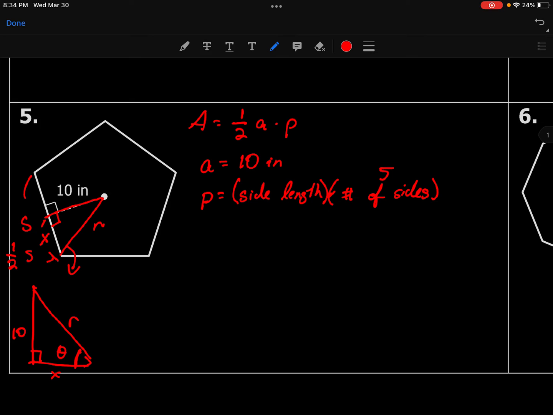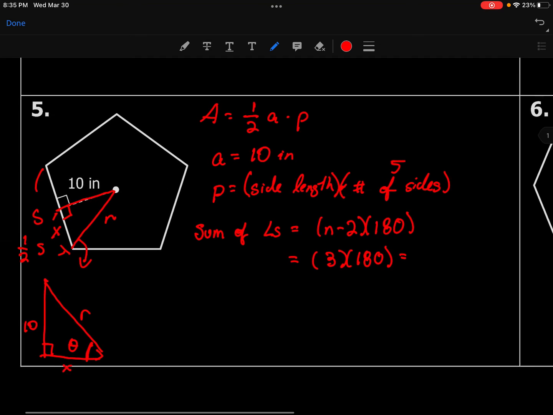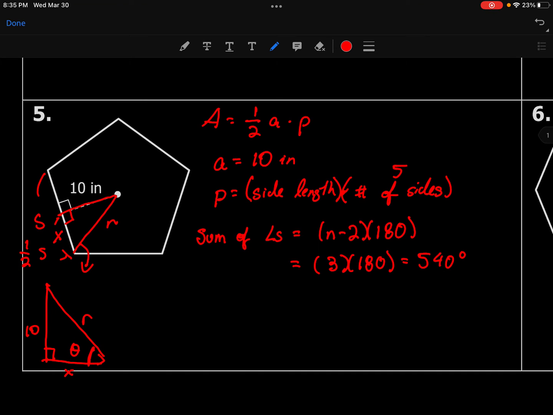In order to solve for theta, first we need to find the sum of all angles in this pentagon. Sum of angles is equal to n minus 2, where n is the number of sides, times 180. Where n is 5, so it's 3 times 180, which is 540 degrees.